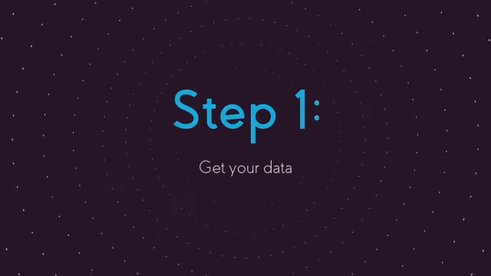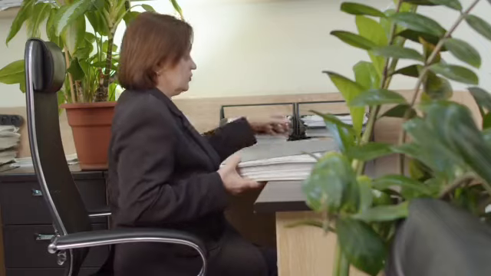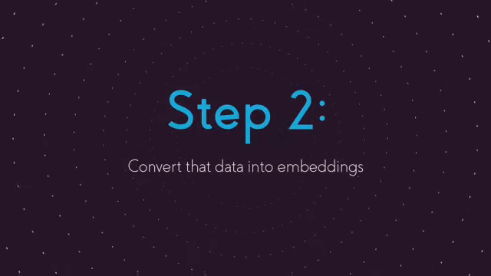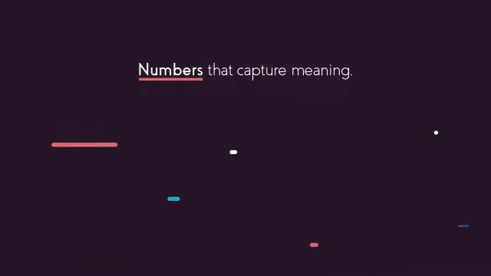Step 1. Get your data. PDFs, docs, websites, anything. Because AI is only as good as what you give it. Step 2. Convert that data into embeddings. Not words, numbers that capture meaning.